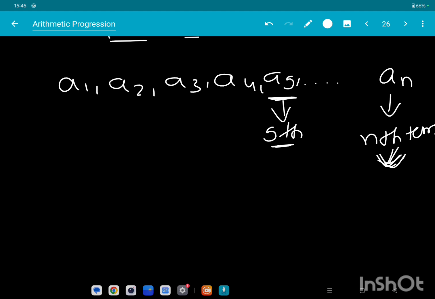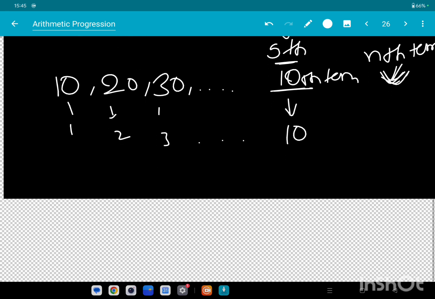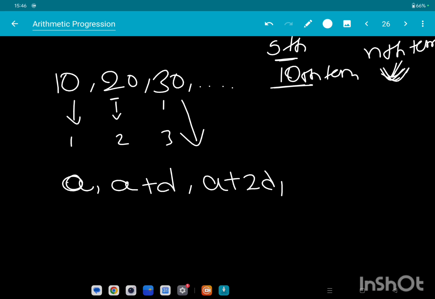Let's take the simple example, this one only: 10, 20, 30 and so on. Here I want to know what is the 10th term. This is the first term, second term, third term, and so on. How can I define the 10th term? So I will write it generally. This is the first term, so we can say this is a. Can I write it in general form? So this 20 is a plus d, right? And this is the third term, which is a plus 2d, and so on.